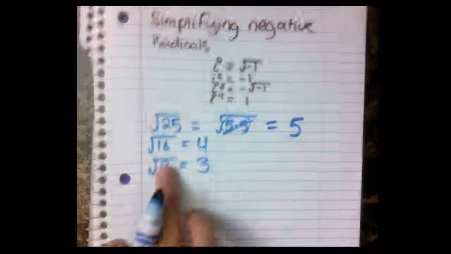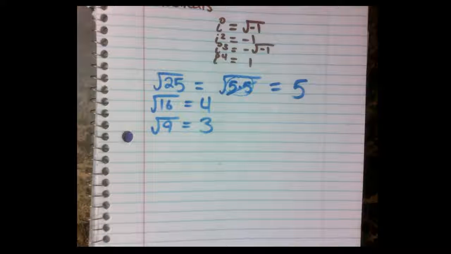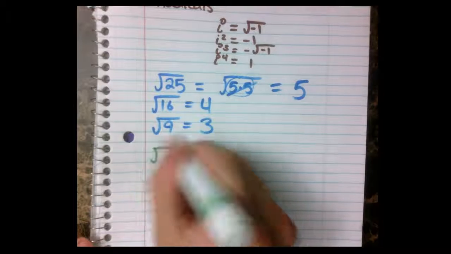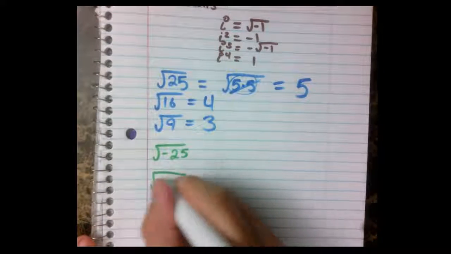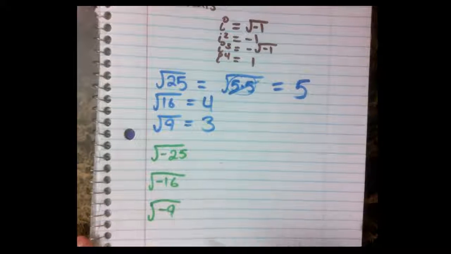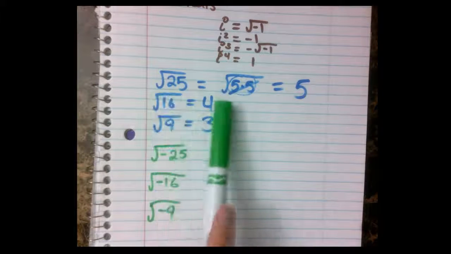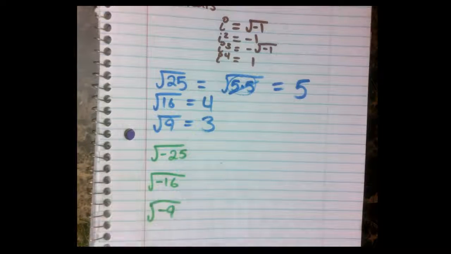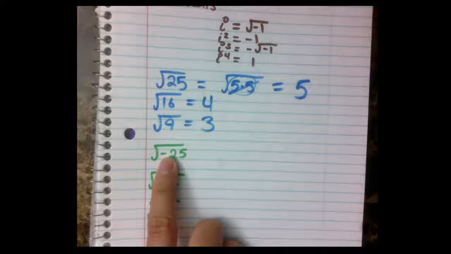So I'm going to use these same three values as my example, but now in a different color: the square root of negative 25, the square root of negative 16, the square root of negative 9. You already know the values here. Square root of 25 is 5, square root of 16 is 4, square root of 9 is 3. All you're going to do is pull out this negative here.